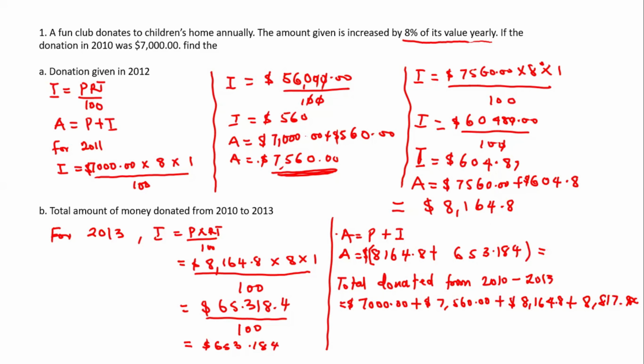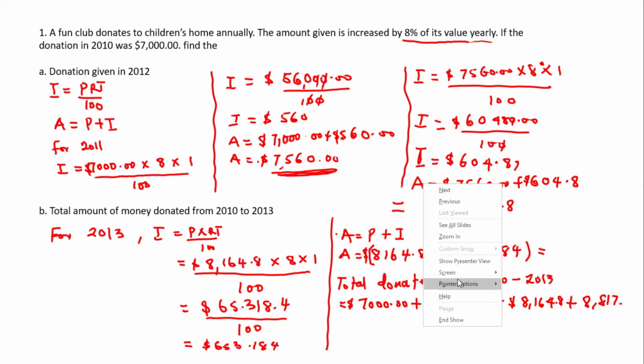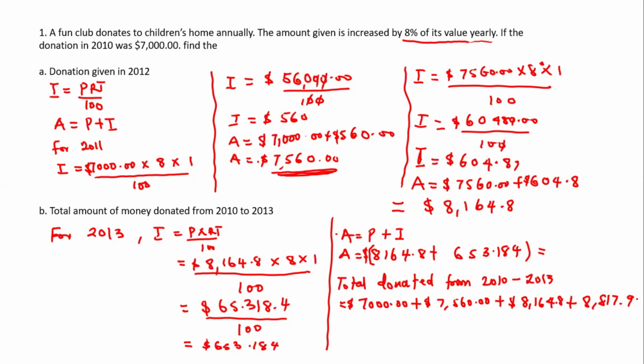So let's write this clearly so that when you watch this video, you can see it. We didn't write the amount here, so let's write it so that you can see it when you watch this video.